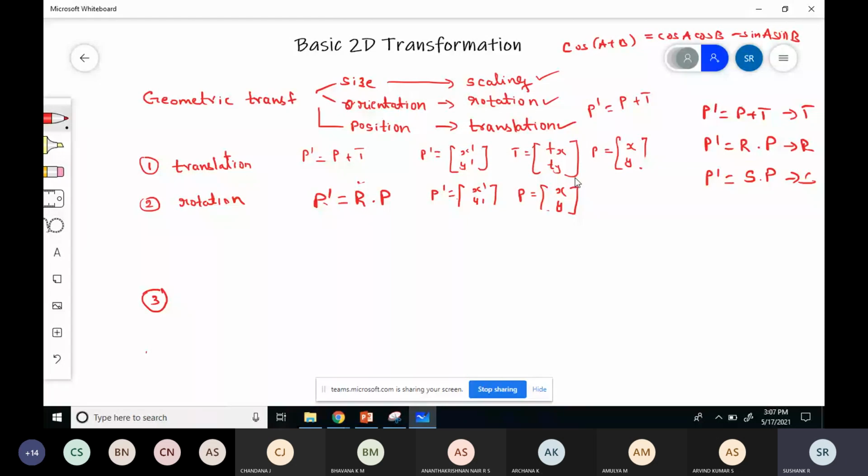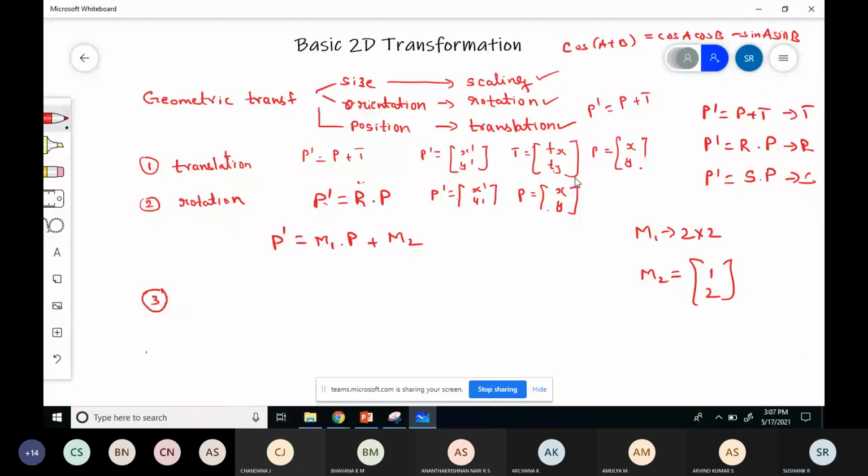So they can be represented in the general format given by P dash is equal to M1 into P plus M2. Here M1 is a 2 cross 2 matrix, whereas M2 is a column matrix which contains only two elements.